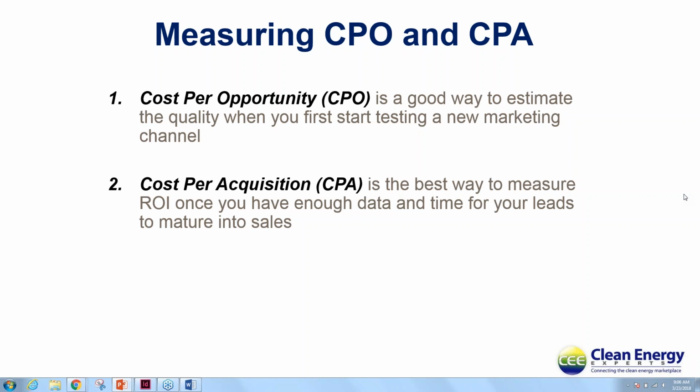Now, as you get a few months into it, let's say you've been running a marketing channel for 6 months, then you do have some data from the first couple months you were running that channel that's well matured, meaning that you've got most of the sales in that you're going to get from that channel. Generally speaking, within about 3 months or so, about 95 to 99% of your sales have typically come in the door in the solar industry. And so after you've got mature data, then you can start looking at your cost per acquisition. And this is the best way to measure your return on investment. But it does require you to have enough data and enough time for those leads to mature into sales.